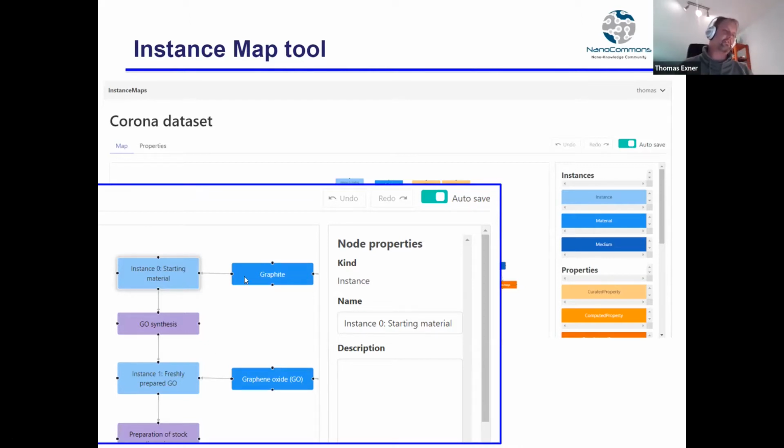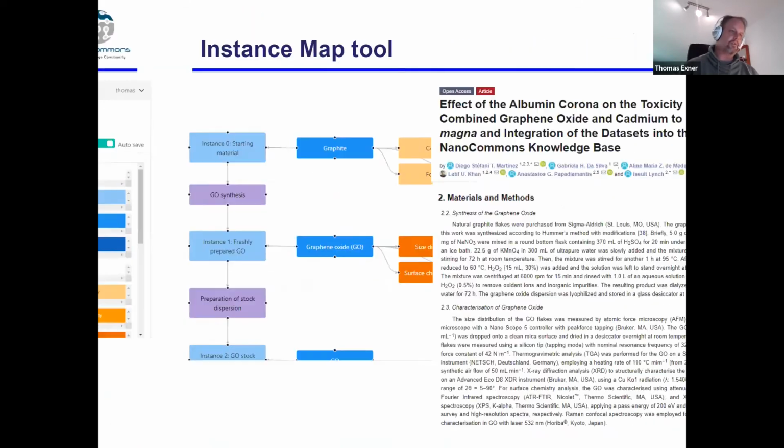Here in this case, you just take graphite and oxidize it in this one step. And then you can also add some kind of properties to the description of what was done. But that was the first stage of the system. We are now going more into this. We add data in a much more flexible way, and also more.